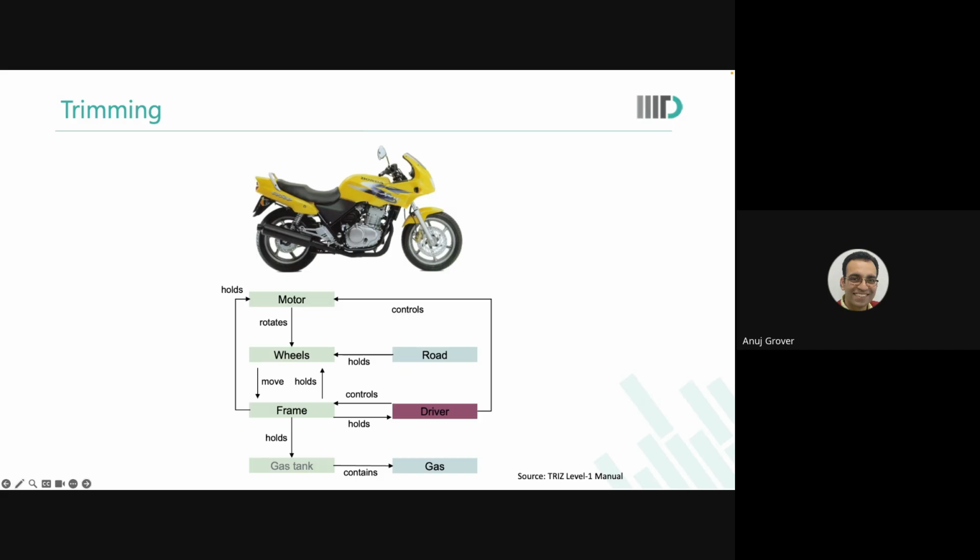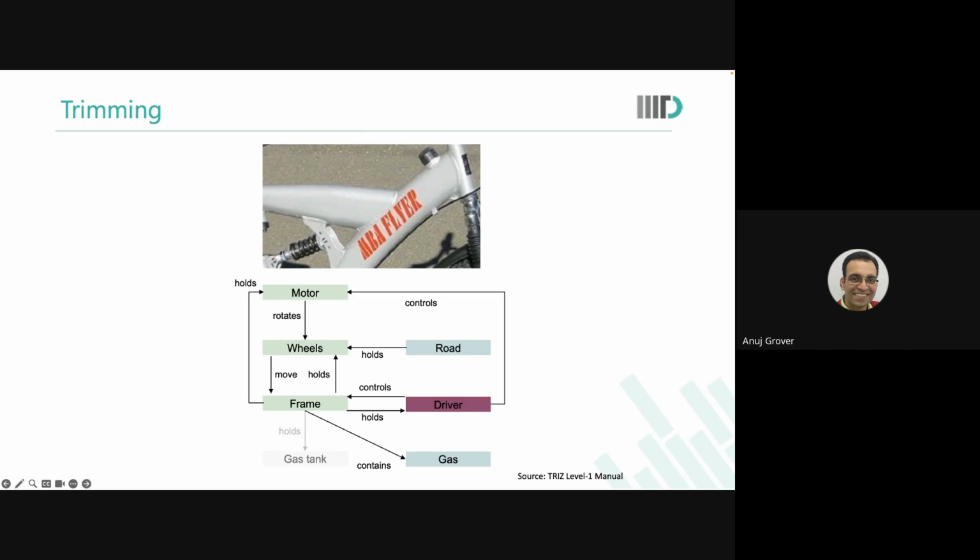Gas tank, you can think of removing. But then, if you think of removing the gas tank, what will hold the gas? So now we say that some other component in my system has to hold the gas. And frame is already holding so many things. It is holding the driver, it is holding the wheels, it is holding the motor. Let it hold one more thing. Let it hold the gas also. No, no, no, there's something to laugh about. This is the algorithm.